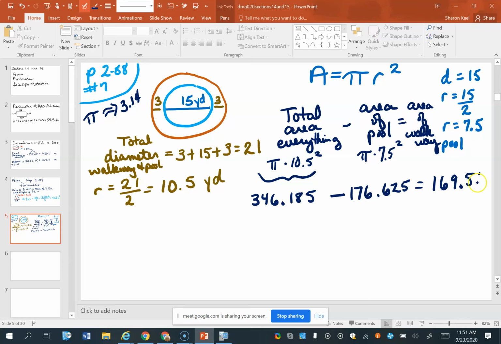169 and 56 hundredths. Now, in the instructions, it asks us to round the area to the nearest tenth. So it specifically says to the tenths place. So the 5 is in the tenths place. The digit to the right is a 6. That is going to make the 5 round up to a 6. And for this problem, we are dealing with yards, and our units for area are always going to be square yards.